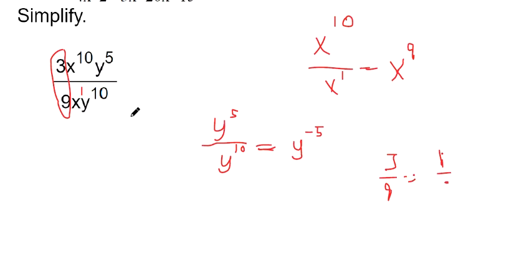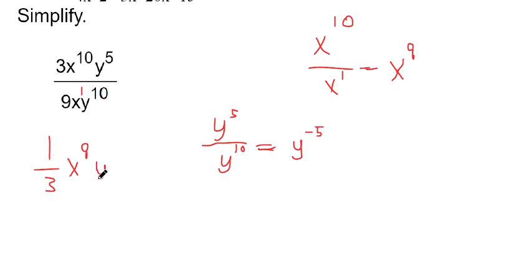Okay, so let's put all those things together all at once, and I'll repeat what we did. 3 over 9, that's 1 over 3. X to the 10th over x to the 1st, that makes x to the 9th. And then y to the 5th divided by y to the 10th. Those powers subtract to make y to the negative 5th.